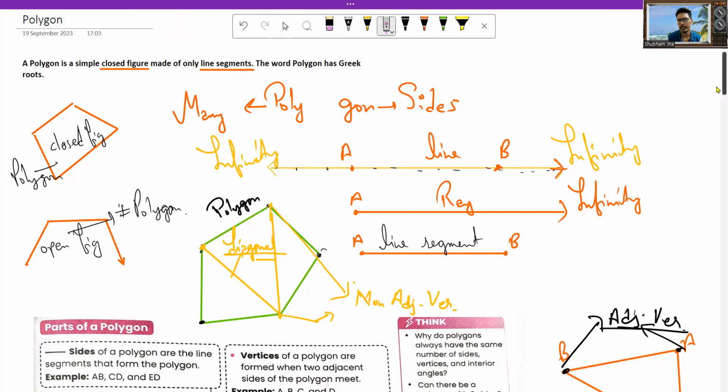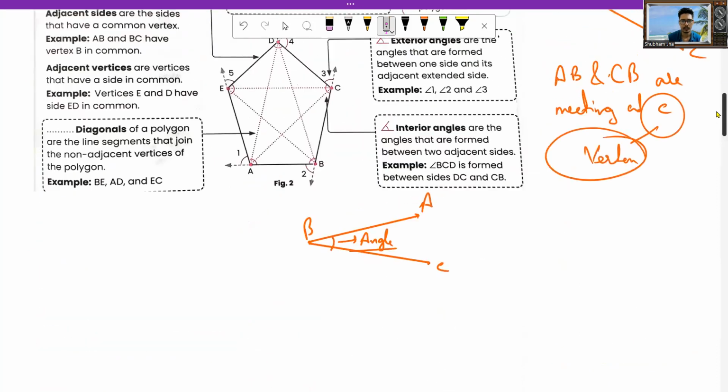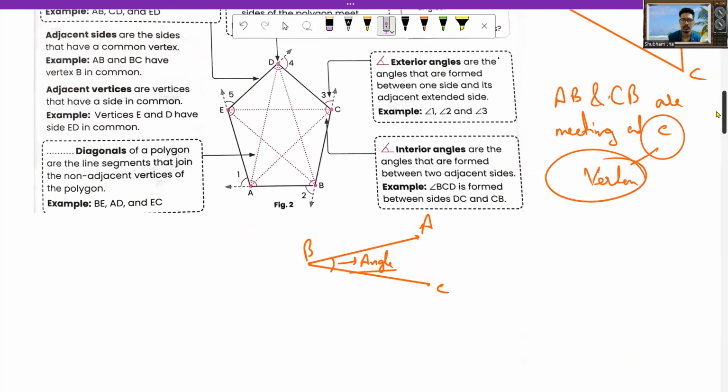Now, what if I extend one of the sides and form another angle? This is my another polygon, a triangle. If I extend one of the sides here, there will be an angle formed, and this angle will be my exterior angle.